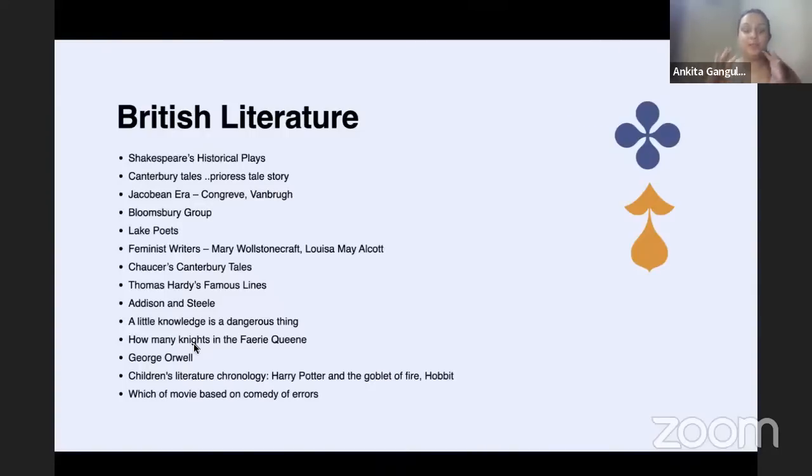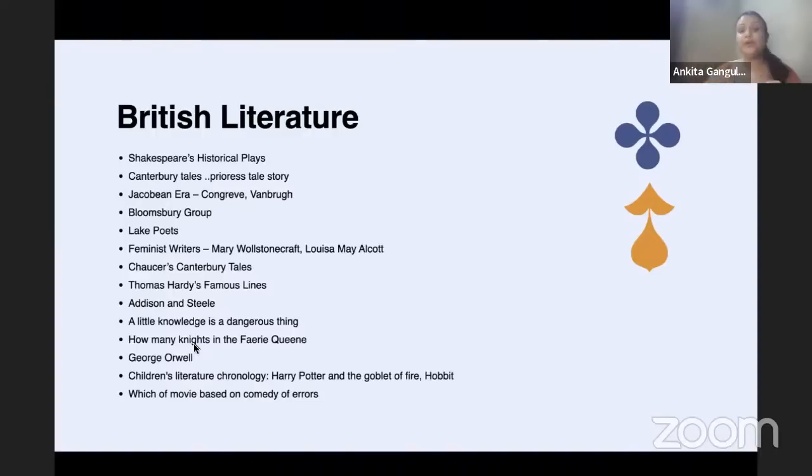So there were portions from British literature, like Shakespeare's historical plays, the chronology of Shakespeare's historical plays. Then there was a statement-based question from the Canterbury Tales. And also, we got match the following in terms of who wrote which restoration comedy. Also, very easy questions were there, like who among the following was not a member of the Bloomsbury group, or who was not a lake poet. Then autobiographical works were important, both of Black British writers, and also we got autobiographical work of Mary Wollstonecraft.